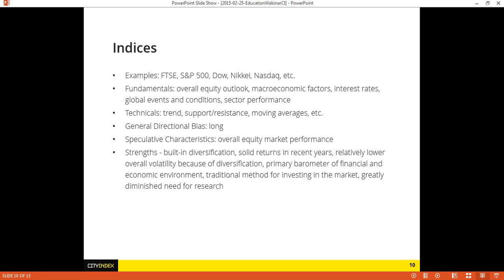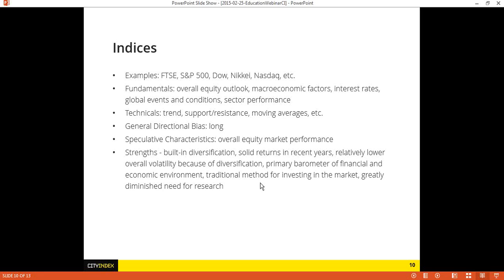Relatively lower overall volatility because of diversification. Let's say you're trading a stock. The stock can move wildly, whereas the index that the stock belongs to will move a lot less wildly because it's smoothed out and diversified across a basket of different equities. Indices are a primary barometer of the financial and economic environment. It's the traditional method for investing.